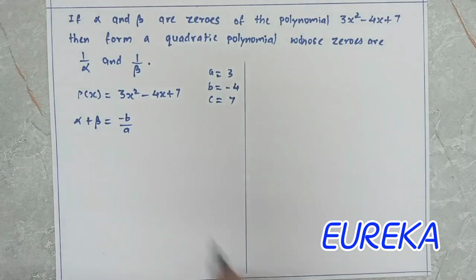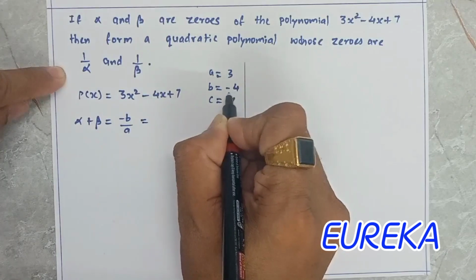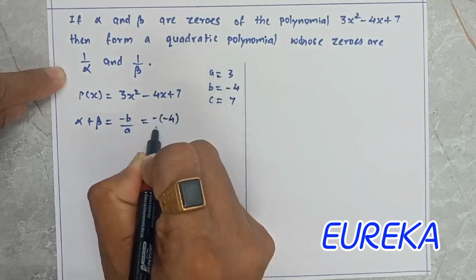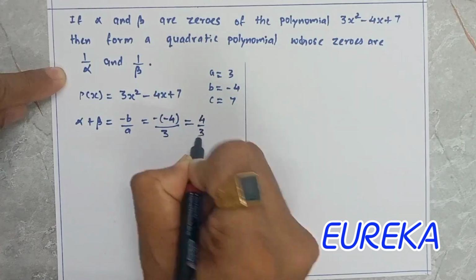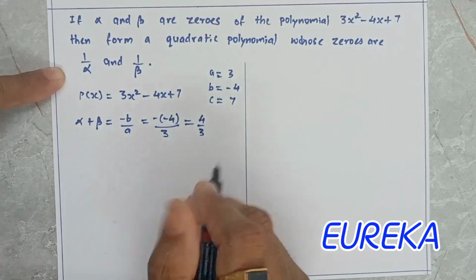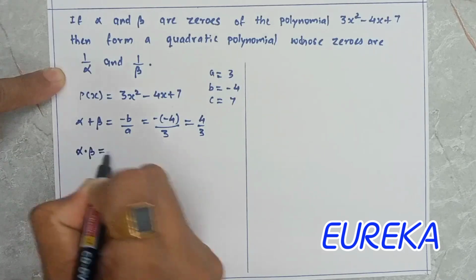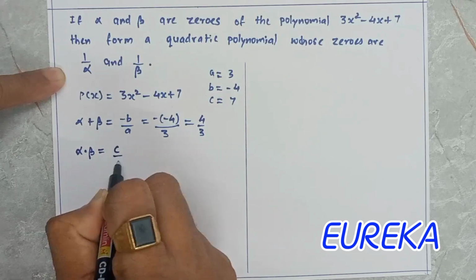Is it very clear? So what is minus b by a? Minus b by a means minus of minus 4 upon 3, that is 4 upon 3. This is alpha plus beta. Okay, 4 upon 3. And alpha into beta, what is the relation? Alpha into beta, that is the product of zeros, is c upon a.